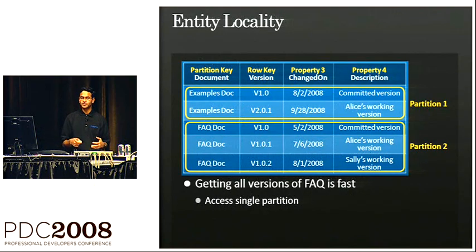So let's look at the impact of entity locality. This should be very familiar to all of us who have accessed databases. Again, we have our example table, which has 2 partitions, the examples doc and the frequently asked questions doc. Getting all versions of the frequently asked questions is really fast. And this is obvious, because we're using the partition key to filter our query, and we're accessing a single partition.